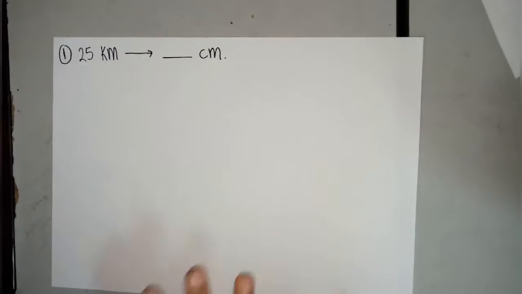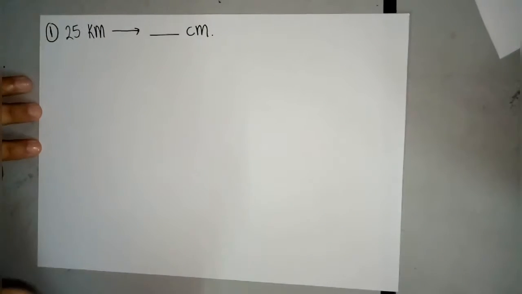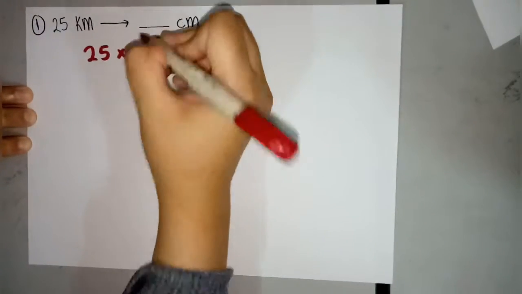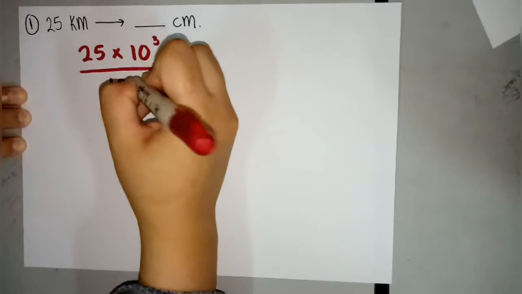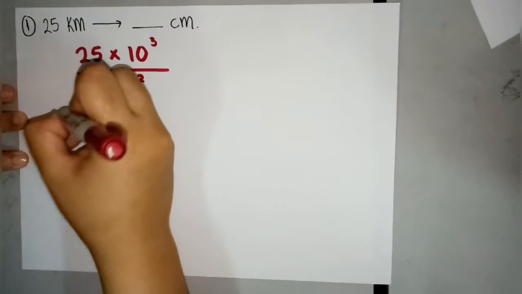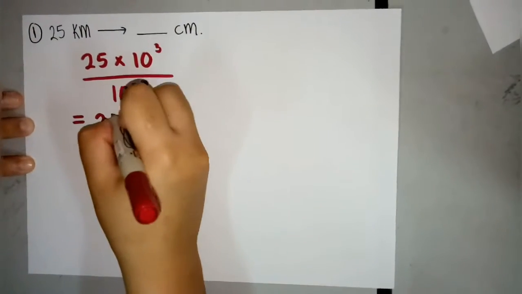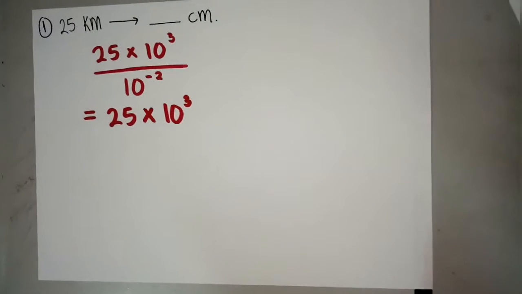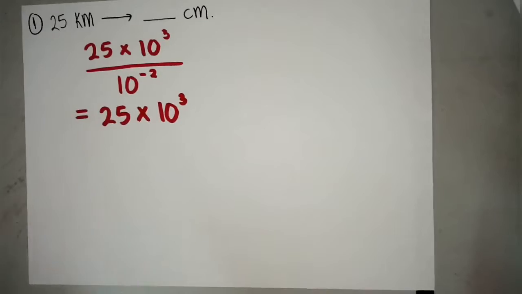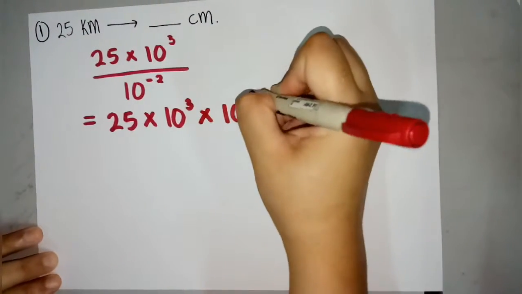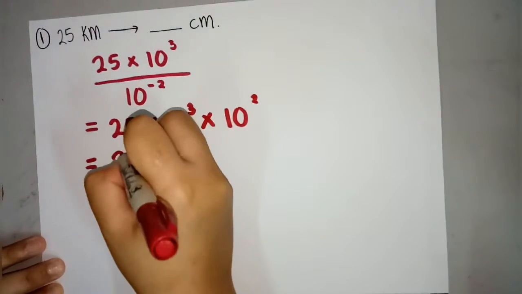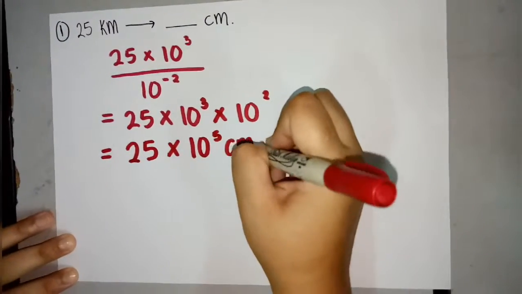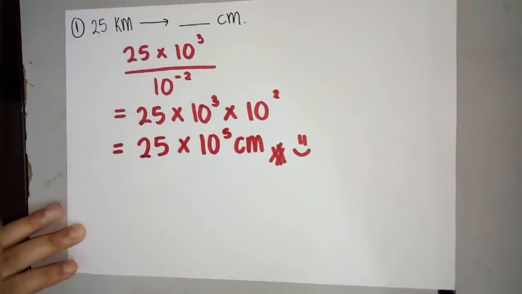Question 1. 25 kilometer convert to centimeter. First, 25 times 10 to the power of 3 over 10 to the power of negative 2 equal to 25 times 10 to the power of 3 times 10 to the power of 2, equal to 25 times 10 to the power of 5 centimeter. So this is the final answer.